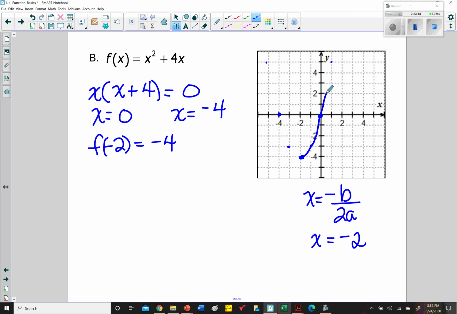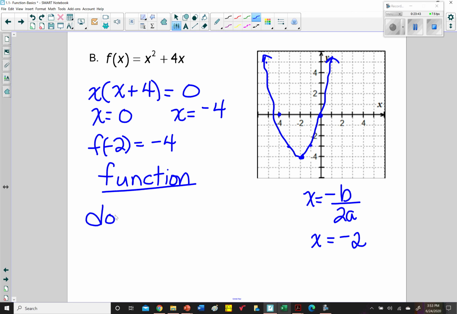And our parabola. Something went wrong. Let's try that again. So the parabola, it's definitely a function. Can't say that my drawing went too well right there. It's a function, and the domain on a parabola is all reals.